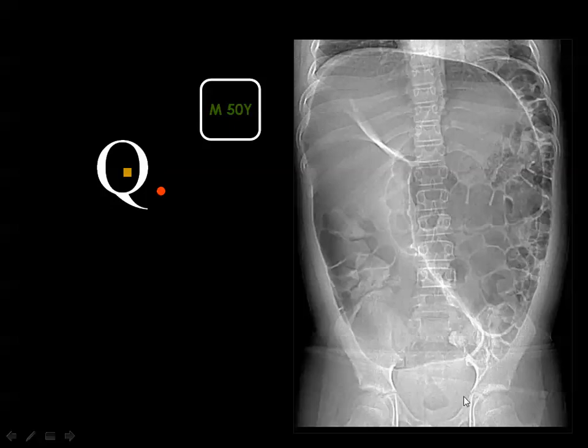Yes, and this is the plain X-ray of the abdomen showing the classic appearance of a sigmoid volvulus with coffee bean appearance. There is a huge dilatation and bending of the sigmoid colon, diagnostic of sigmoid volvulus.